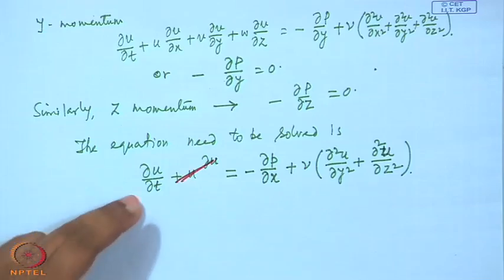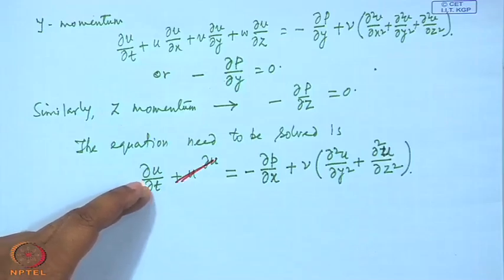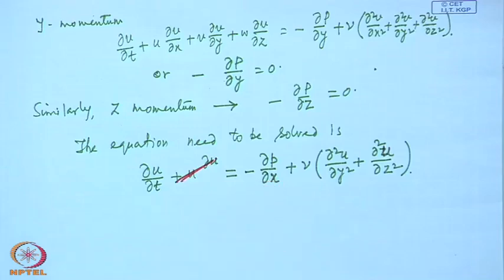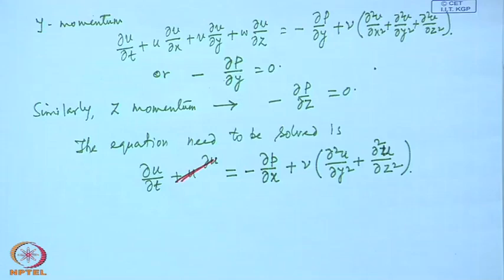also if the flow is steady, then the left hand side is 0. If the flow is steady, then this left hand side is also 0, and then the pressure becomes only a function of x, and this can be written as an ordinary derivative.